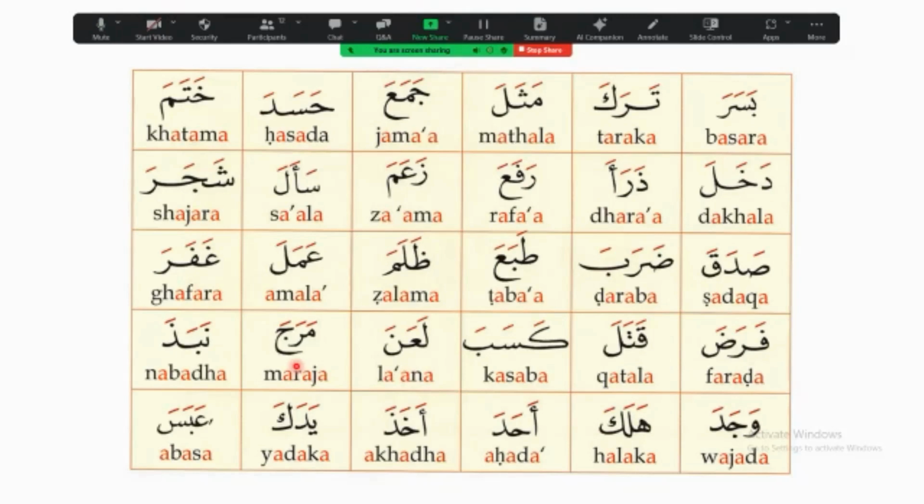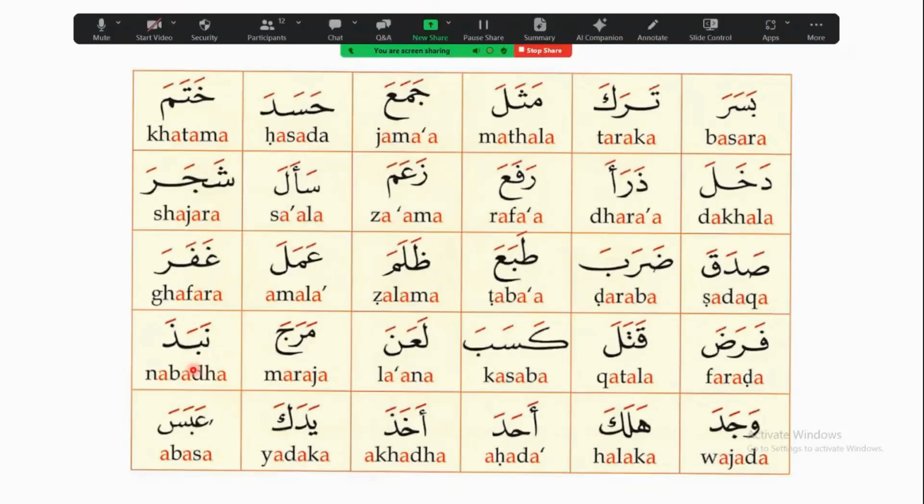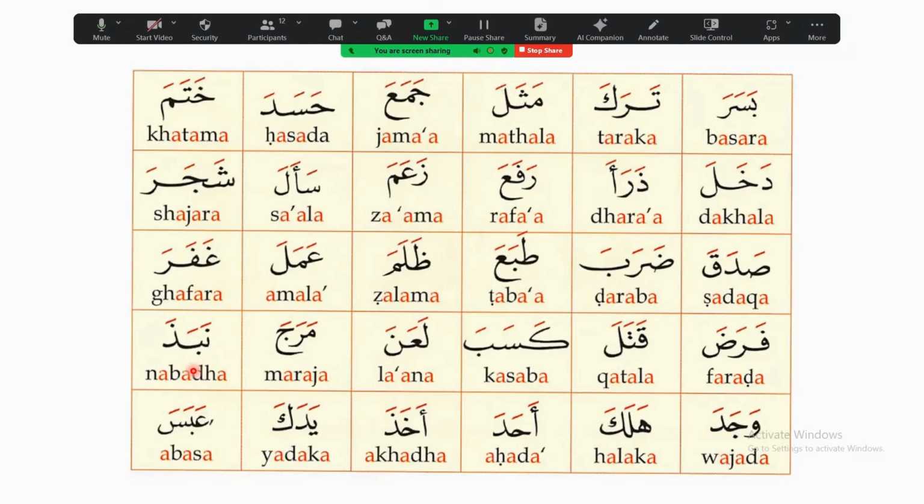Mim, ra, and jim letter. Mim fatha mim, ra fatha ra, jim fatha jim, maraja. The next one is noon fatha noon, ba fatha ba, dhal fatha dha, nabadha. Okay, let's say this together.